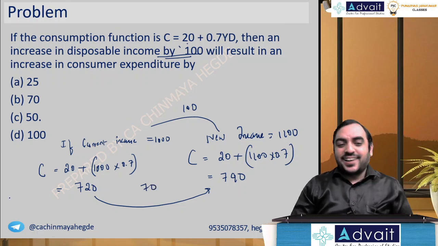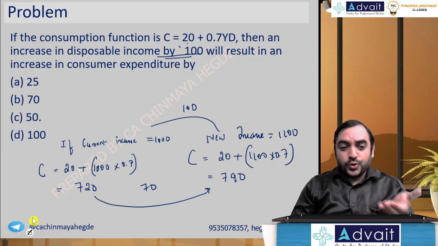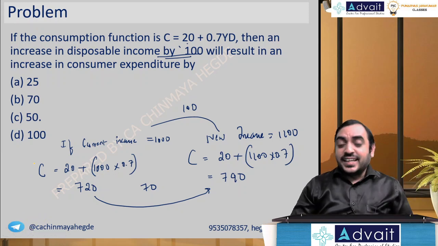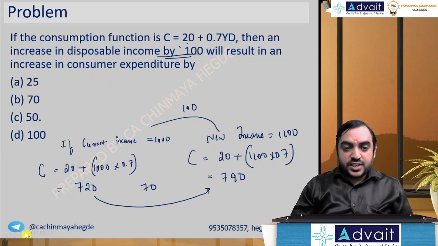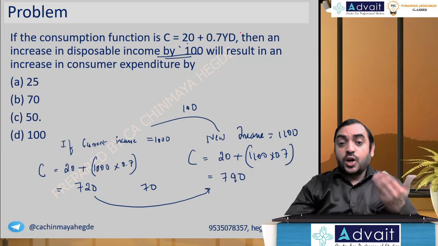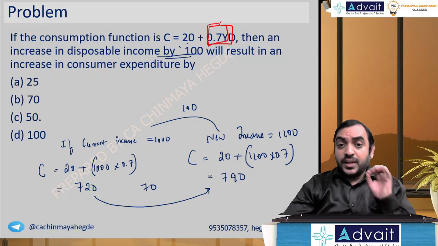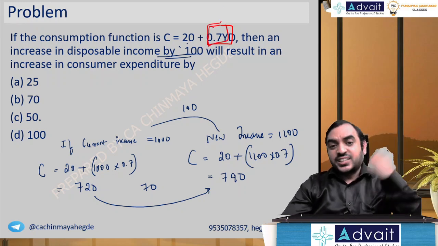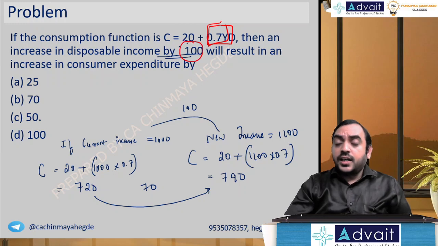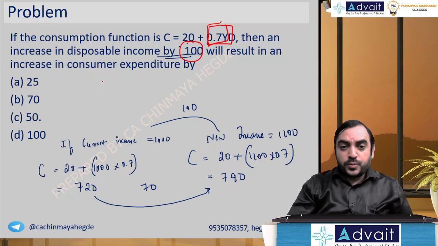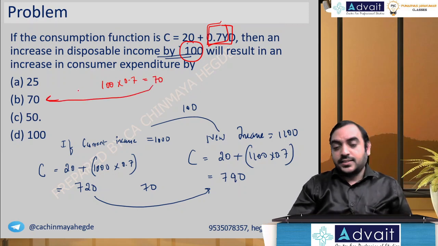But so much calculation you don't have to do. I showed you to prove the number. What is the increase? Basically, this coefficient is there. This is what? Marginal propensity to consume or spend. This 0.7 means for 1 rupee extra, I spend 0.7. I earn 100 rupees extra. So what's going to be there? 100 into 0.7, you get 70 is the increase. Directly you get the answer.